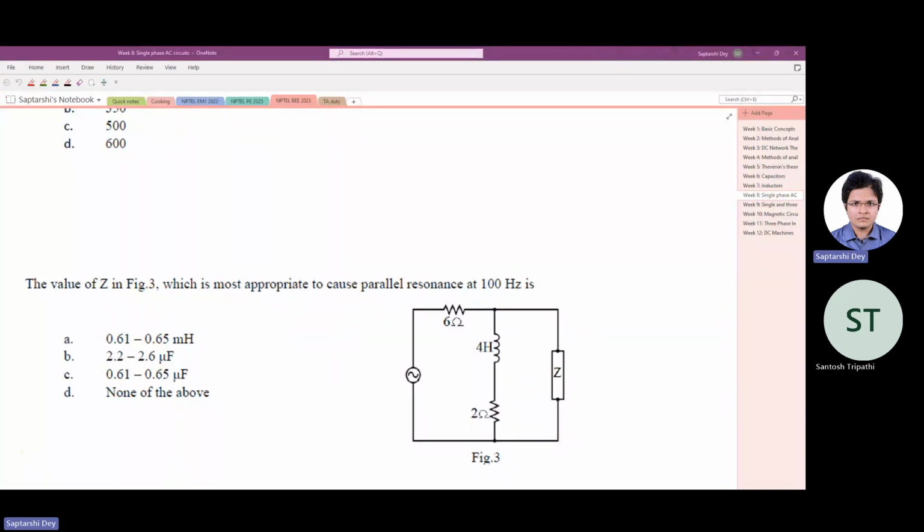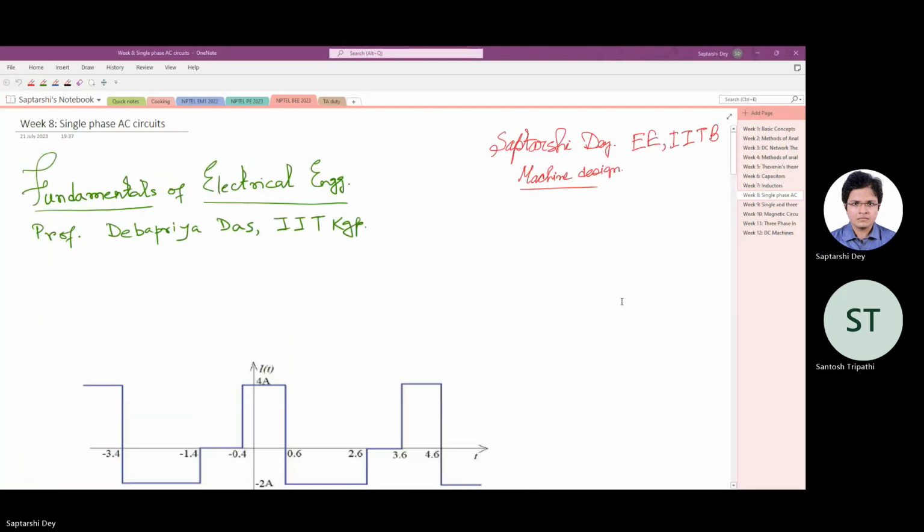Hi Santosh, can you hear me and can you see the screen? Santosh, could you please respond? Can you hear me? All right, no point of talking.